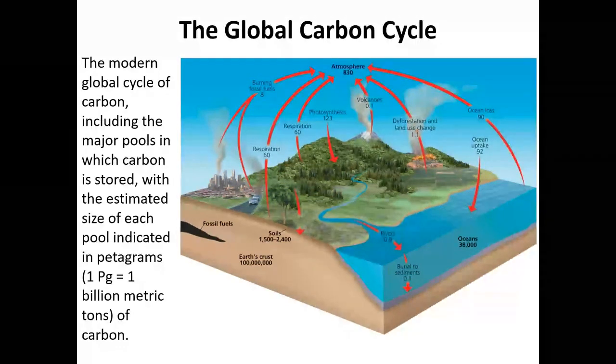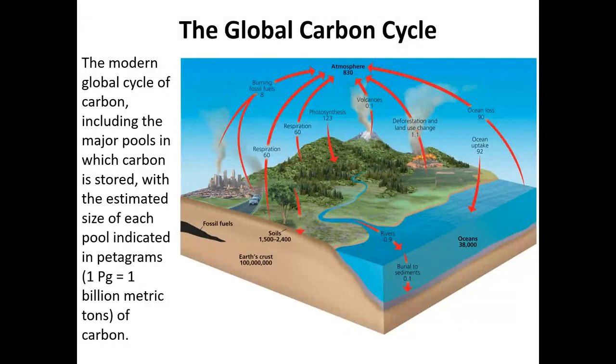In this particular picture, it shows petagrams of carbon, and that's basically a large amount of carbon. And the arrows show how much of this, a petagram being 1 billion metric tons, moves from one place to another within a given year. So the atmosphere has 830 petagrams of carbon that it gets from various sources like volcanoes, deforestation, and also carbon is absorbed into the earth in the form of photosynthesis, where trees suck carbon out of the air and then encase it within the soil and elsewhere. So carbon continuously moves throughout the earth.